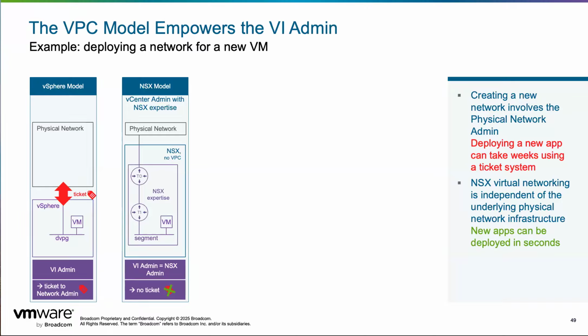So I'm an application developer. I want to deploy a new application. I can potentially do everything, all the networking part, directly from NSX without having to make any change in the physical infrastructure. Remember, I showed you earlier on that we can instantiate how many networks we want in NSX without making any change in the physical infrastructure.